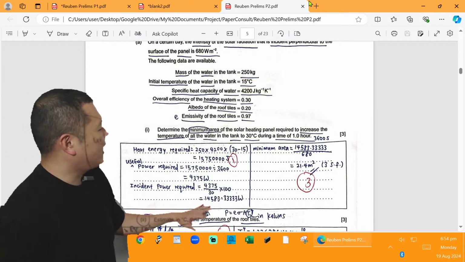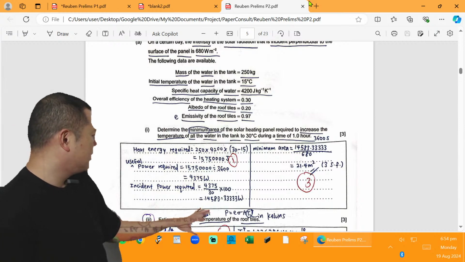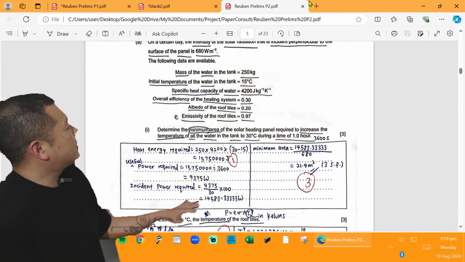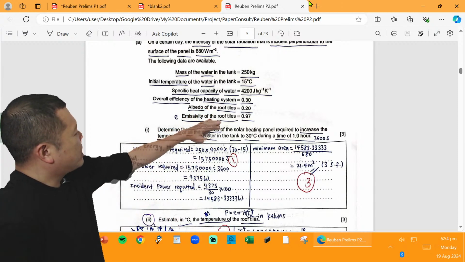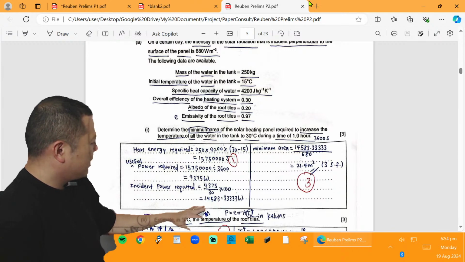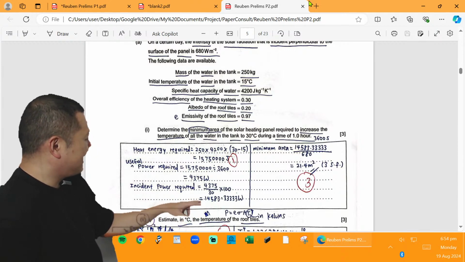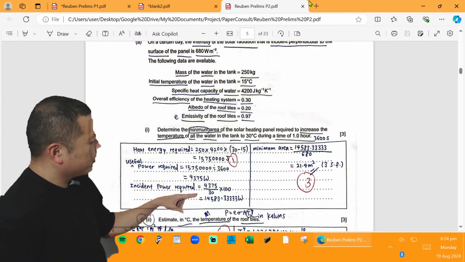But then actually it's a bit weird, because we need to consider the albedo, right? So it's actually 80%. This is the amount that needs to be absorbed. So you need to take this value divided by 0.8.